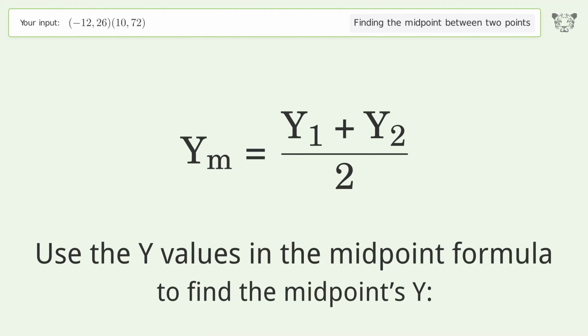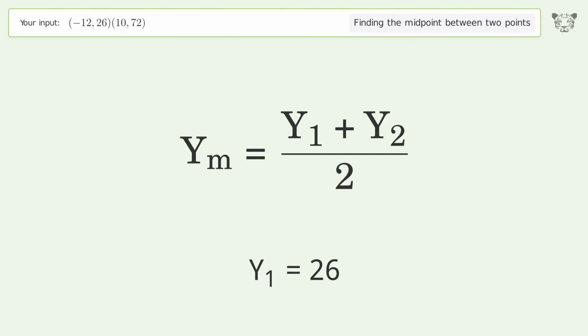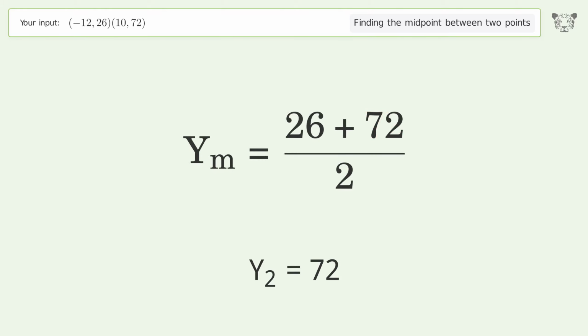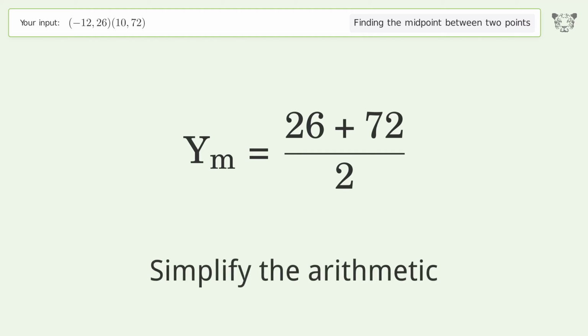Use the y values in the midpoint formula to find the midpoints y. y1 equals 26. y2 equals 72. Simplify the arithmetic.